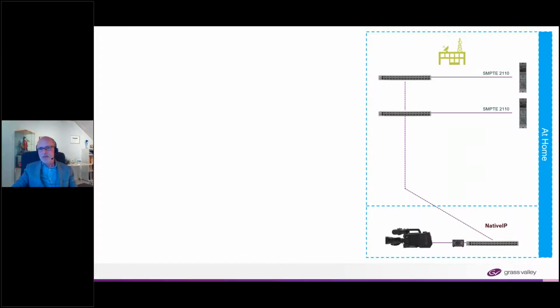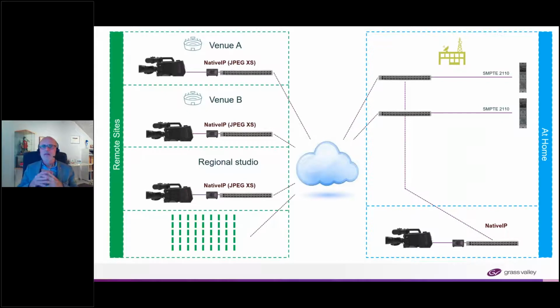But once you have such an installation, it is pretty easy to connect different venues like external sport arenas, like here venue A, venue B, with native IP, possibly because of the bandwidth requirements, native IP in this case with JPEG XS compression to the same IP network, and all the signals will end up at your at-home base in the same way as from the cameras which are on the same campus. So it really doesn't matter where they are physically located. All the signals end up in the same IP network.